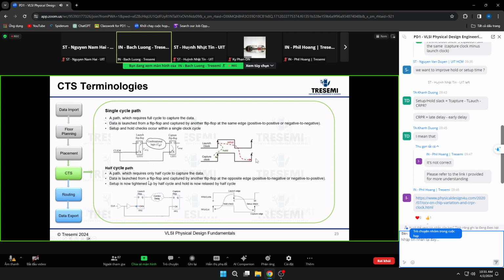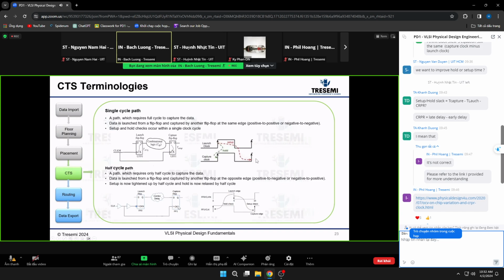So this happens when the capture and the launch flops are at the opposite edge, whether it's positive to negative edge or negative to positive edge. Okay, so if you take a look at this particular half cycle path, the launch flop is triggered by a negative edge, denoted by this circle here. This is pretty much the industry standard. If you don't have a bubble, that means it's positive, but when there's a little bubble in front of it, that means a falling edge or negative trigger flop.